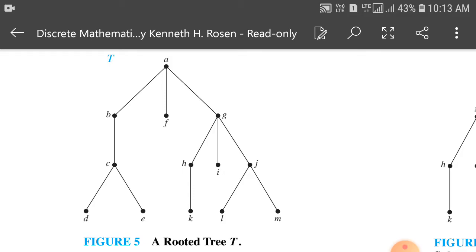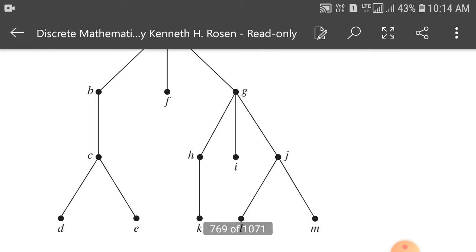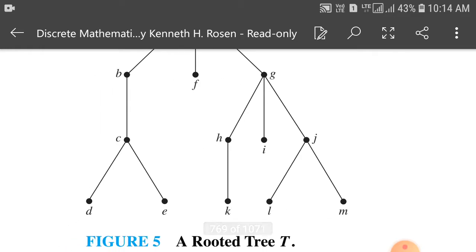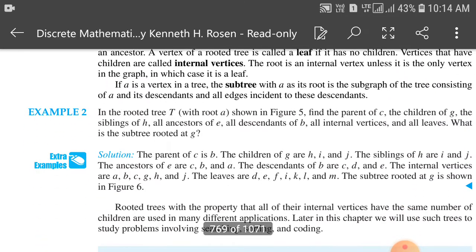Now what is the parent of K here? The parent of K is H only, not others, because there is a path directed to that vertex, adjacent to that vertex immediately above, not below. Now the parent of I is G, the parent of L is J, and the parent of M is also J. Like that we find the parent.